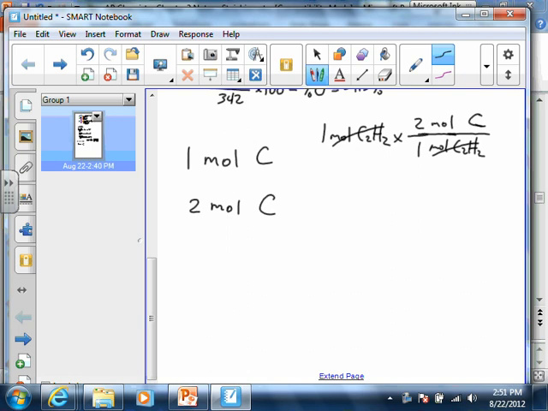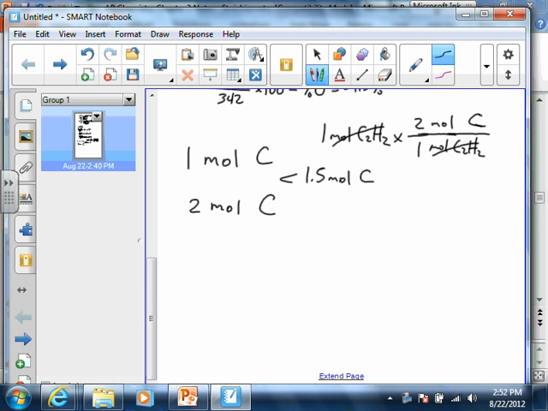And then this last one here, 9 times 10 to the 23rd molecules. Well, that's more than a mole, okay, because 1 mole would be 6.02 times 10 to the 23rd molecules. But it's less than 2 moles, because 2 moles would be 12 times 10 to the 23rd, okay? So it's actually going to be right in between here. I don't know, somewhere around 1.5 moles of carbon, okay?